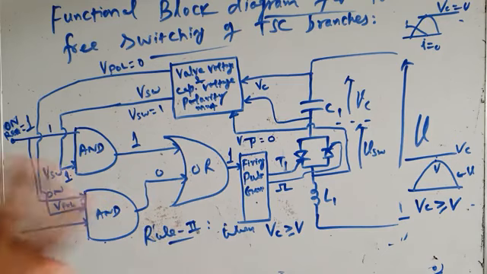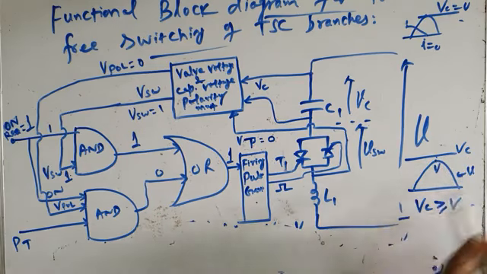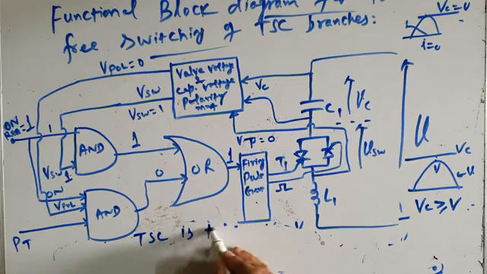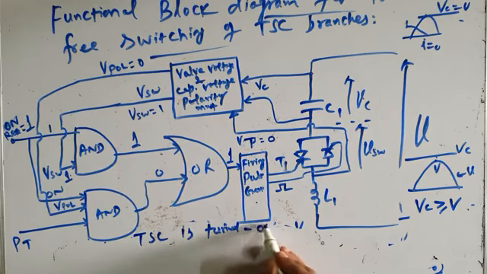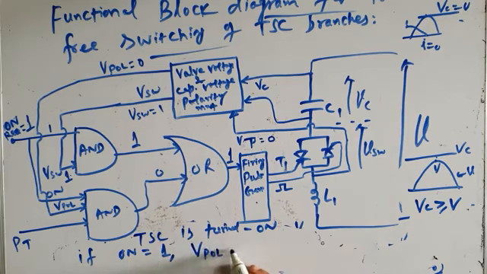Okay, let us see how that is done here. So I will write here now, if this is the case, if VC is greater than V, then the TSC branch is turned on if on request is 1, number 1. Okay, Vpol is also 1, because this AND gate has 3 inputs, on, Vpol and PT, and PT is equal to 1.